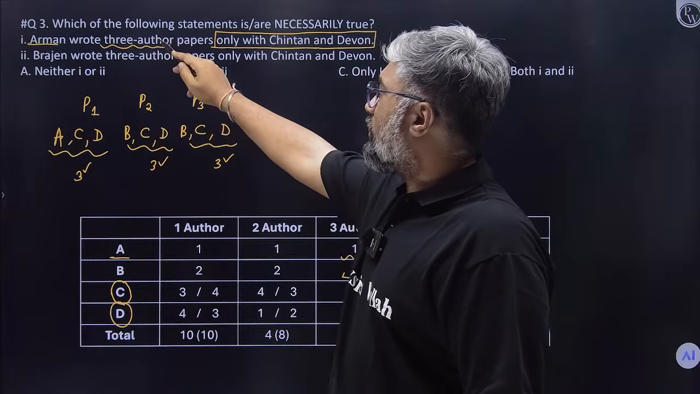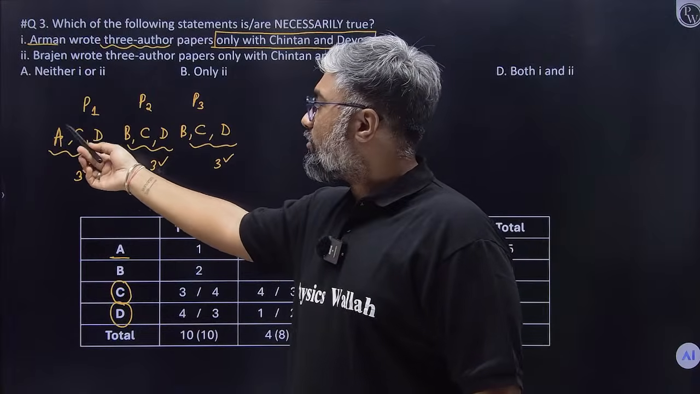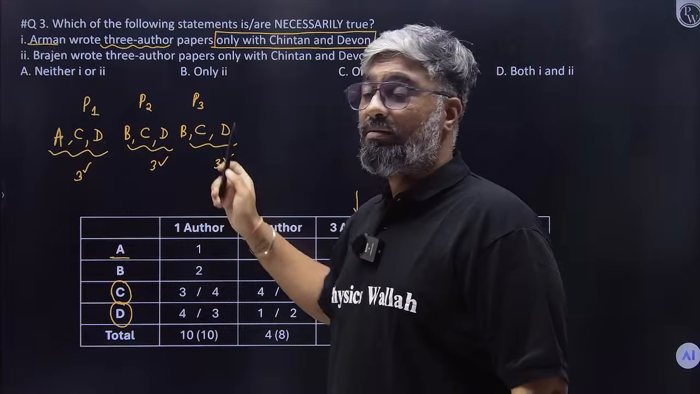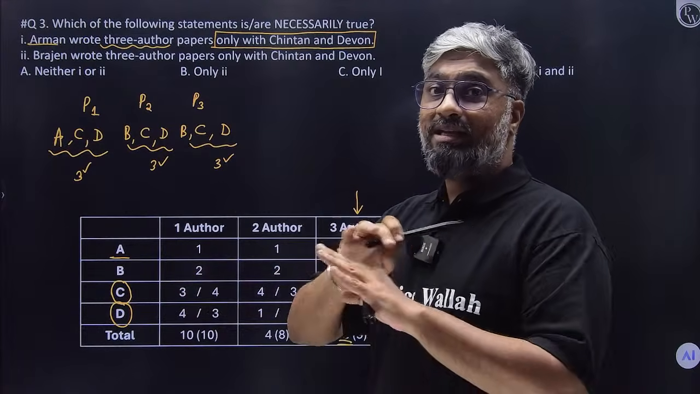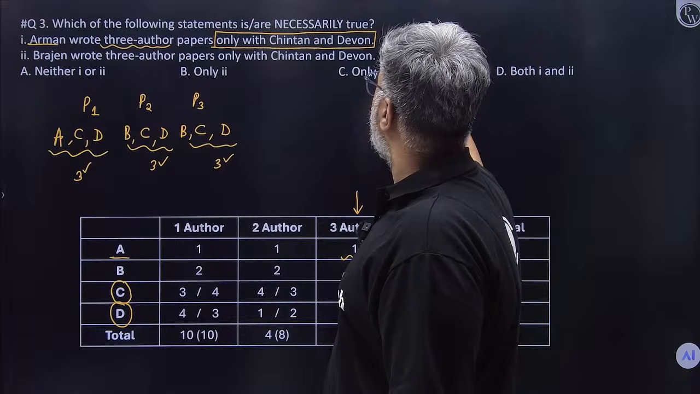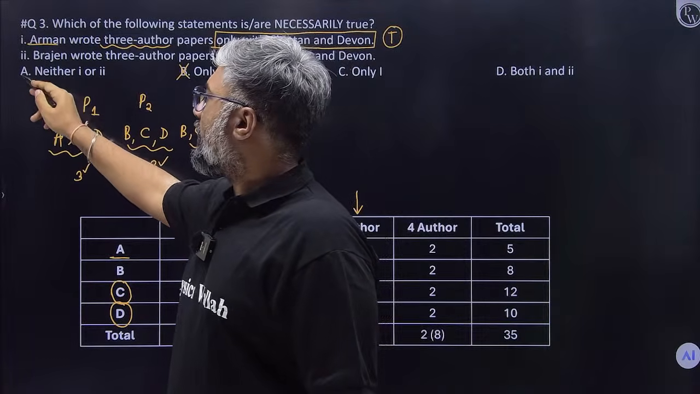Arman wrote 3 author papers only with Chintan and Devon. Yes, Arman has written it only with Chintan and Devon. Arman has not written it with B. With Brahan, he has not contributed in 3 author papers. So is this true? Yes. So I can eliminate option B, option A.